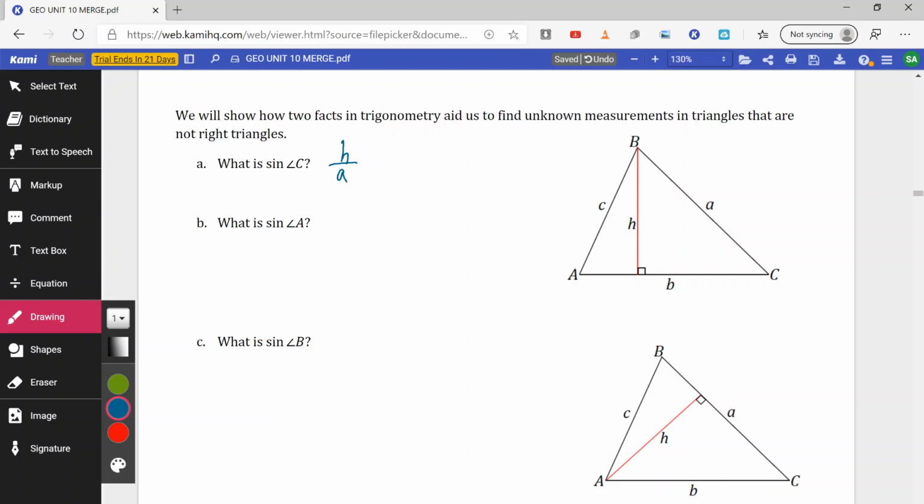And sine of A is going to be the same thing, only the opposite would be h, and the hypotenuse for that side would be c. So h over c.